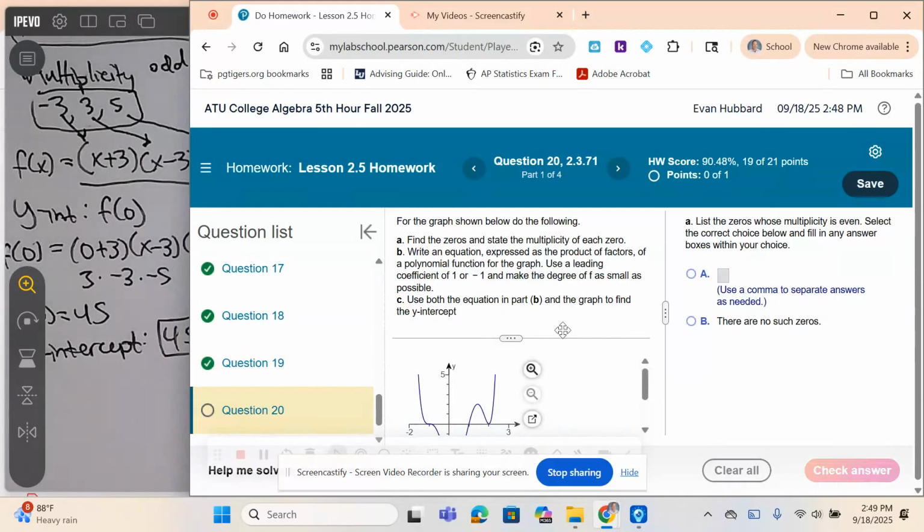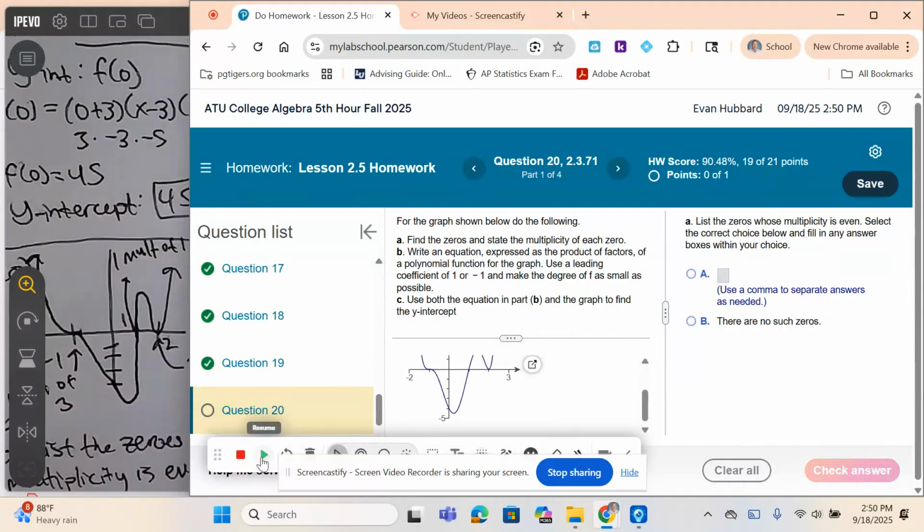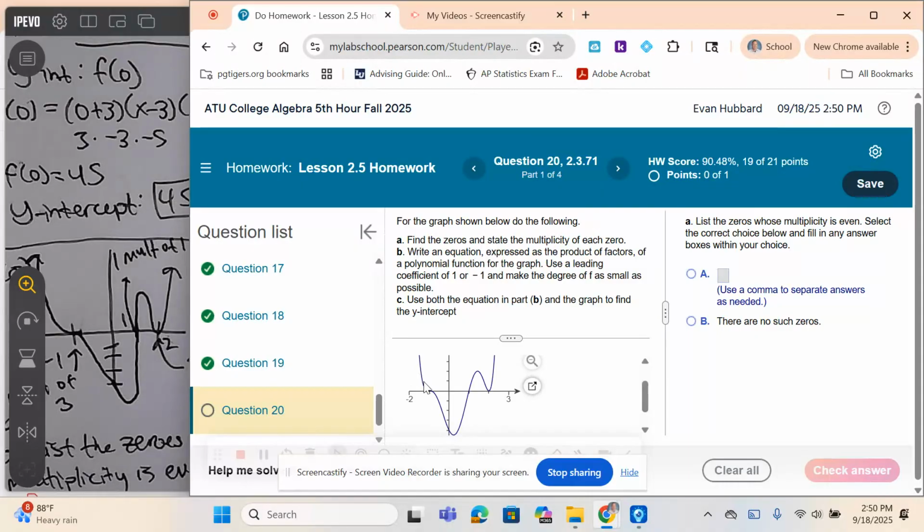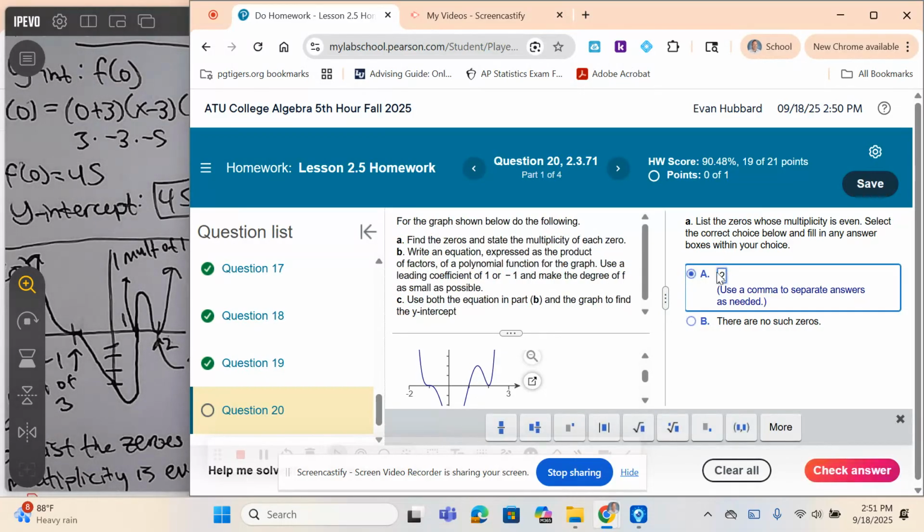All right. On to question 20. On this graph here, when it settles like that, that's a triple root, so that's going to have an odd multiplicity. The y-intercept looks like -4. We've got a single root there of 1, and then a double root of 2, which has a multiplicity of 2. So which one's got a multiplicity that's even? The root that has an even multiplicity is 2, because this one has a multiplicity of 2.